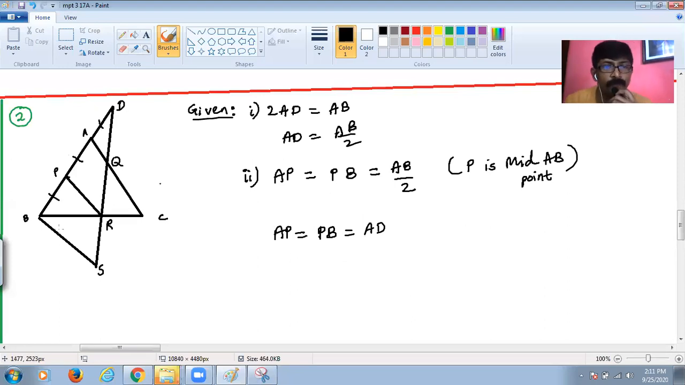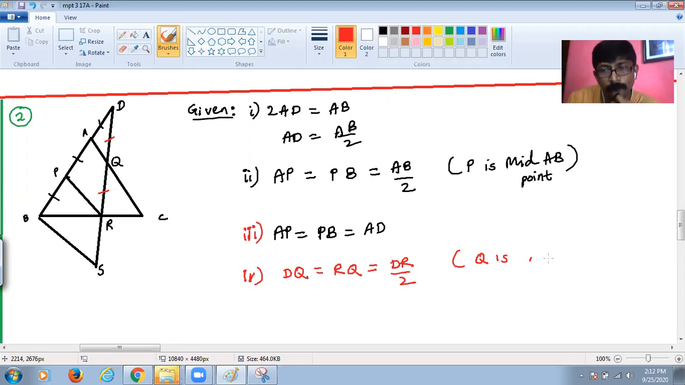Please pay attention very carefully on this sum. It's a very nice and interesting sum, guys. Now, further, it's given that Q is a midpoint of DR. I'll name this as 3, and then fourth: DQ is equal to RQ is equal to DR upon 2, as Q is a midpoint of DR.